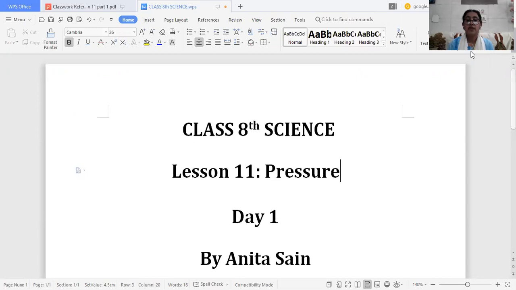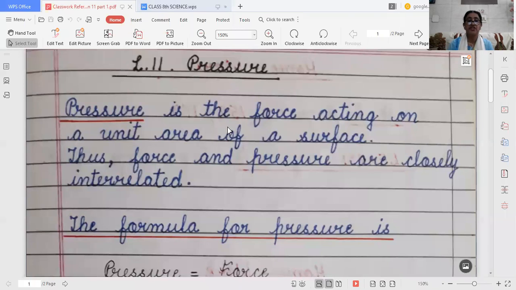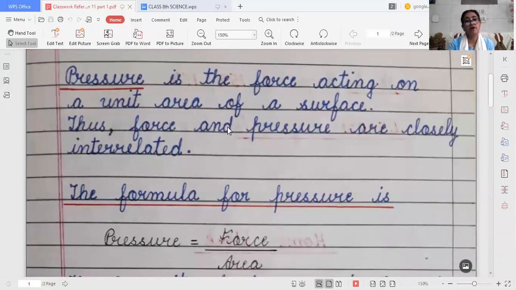Today I will explain a few topics from pressure. So let's start. What is pressure? Pressure is the force which acts on a unit area of a surface. Thus, force and pressure are closely interrelated.